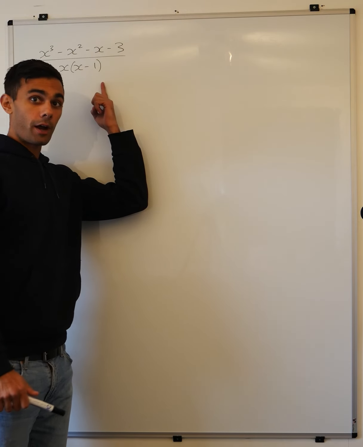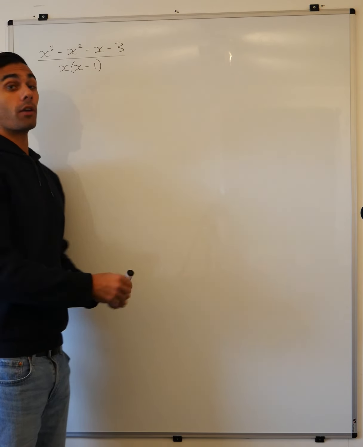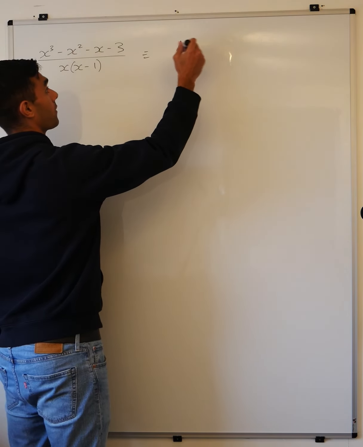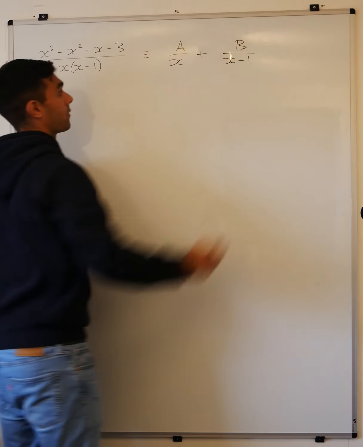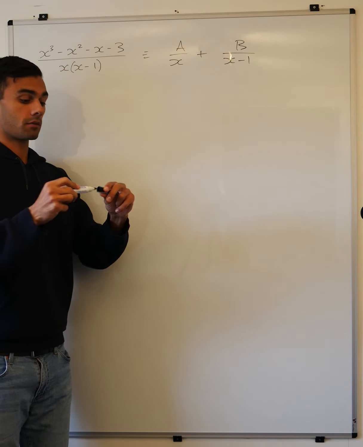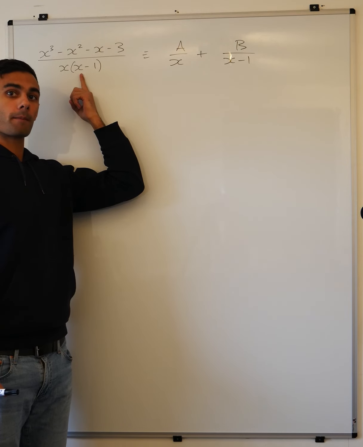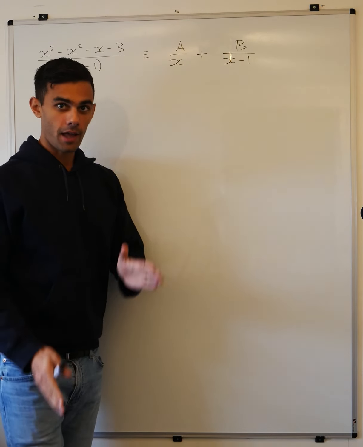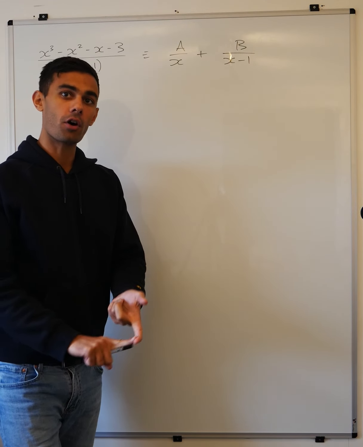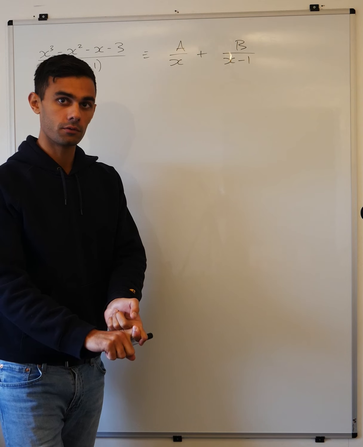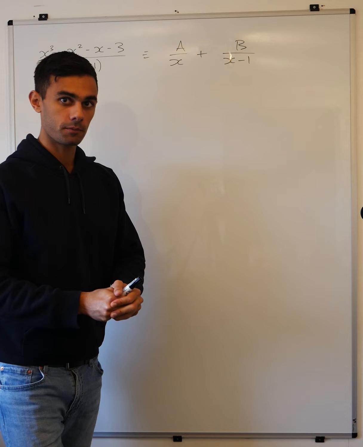To write this in partial fractions, we can't go straight ahead with our first line and write that there. And the reason is, this here is an improper fraction. So whenever you have an improper fraction and you need to split it into partial fractions, you have to start by doing a polynomial division. Divide the top by the bottom and then you can split into partial fractions.